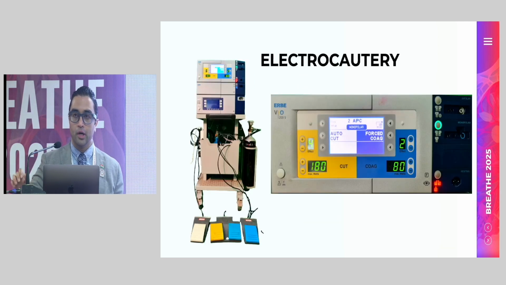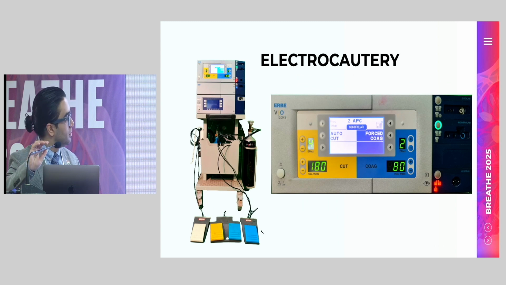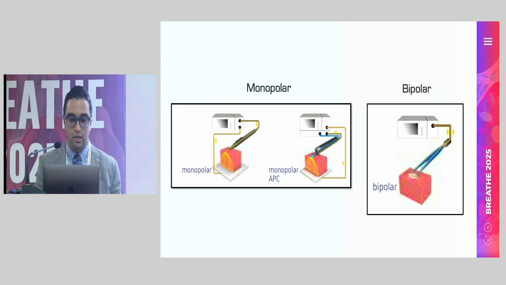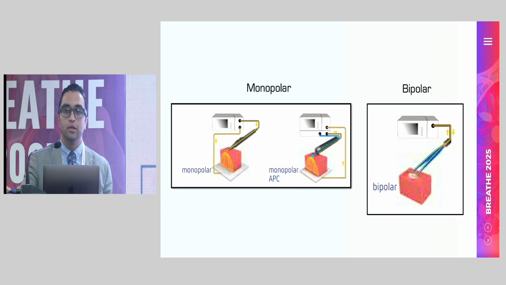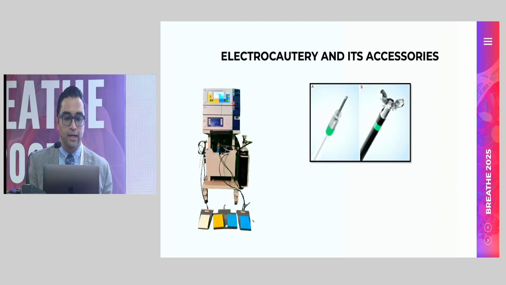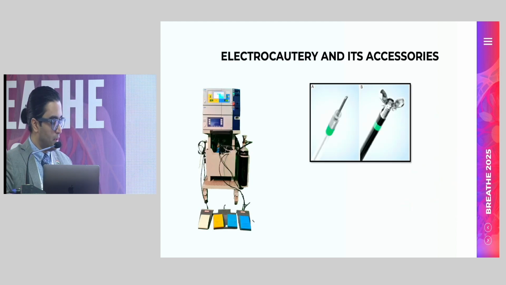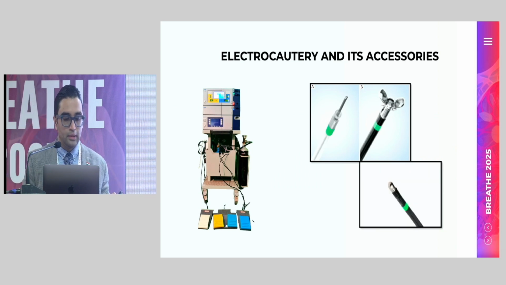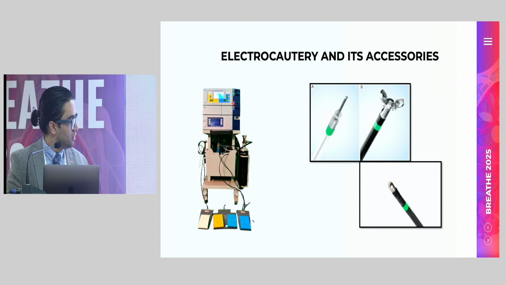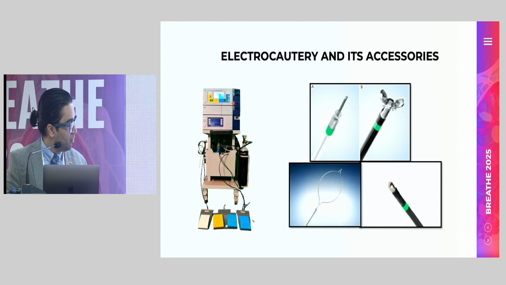So this is how the Arbat electrocautery tower looks. As you can see, that is the electrocautery machine. And what we use is monopolar electrocautery. So there is either monopolar or bipolar. We use the monopolar, and there are different accessories. You can see this one is an electrocautery knife. Then there is a hot biopsy forceps. Then there's a blunt probe, and most commonly used is the electrocautery snare.